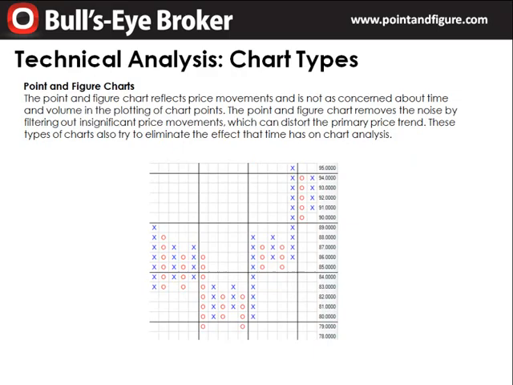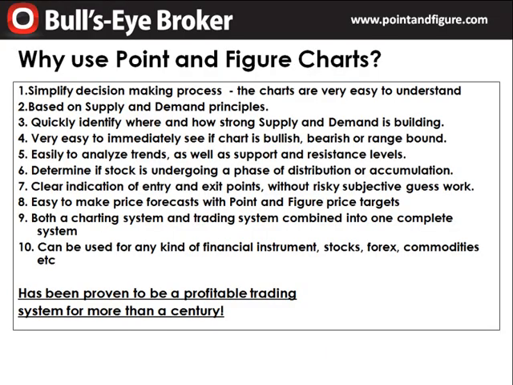Point and figure charts. When an individual is first exposed to a point and figure chart, you can clearly see the difference between, say, a bar chart or a line chart. The point and figure chart is really concerned about price movement and not really concerned about time and volume. What the analyst hopes to do in the point and figure chart is remove any type of noise by filtering out insignificant price movements, which can distort the primary price trend. The analyst is also trying to eliminate the effects that time has on the chart.